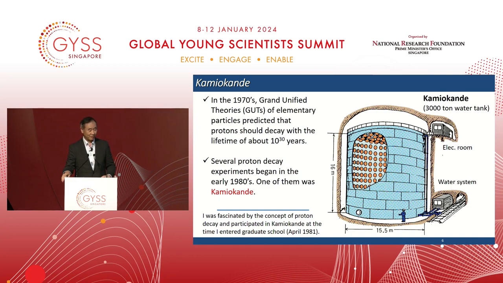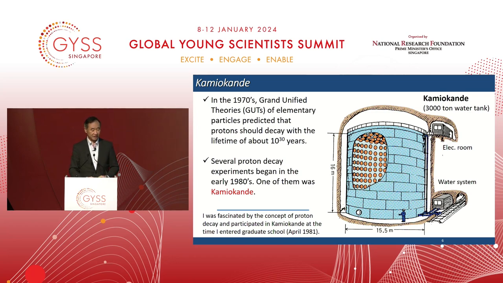The present age of the universe is about 13.8 billion years, that is about 10^10 years. Therefore, even compared with the age of the universe, the predicted proton lifetime was much longer. However, if we observe 10^30 protons for a year, we should be able to observe one proton decay. And therefore, several proton decay experiments began in the early 80s, and one of them was the Kamiokande experiment.